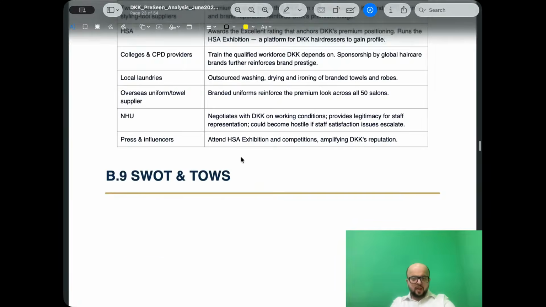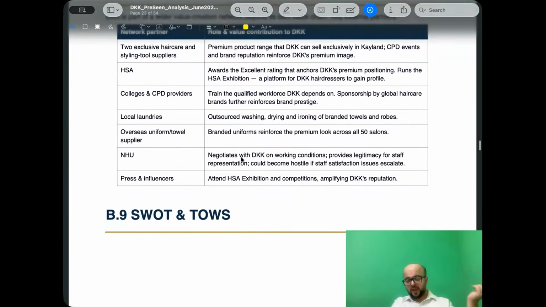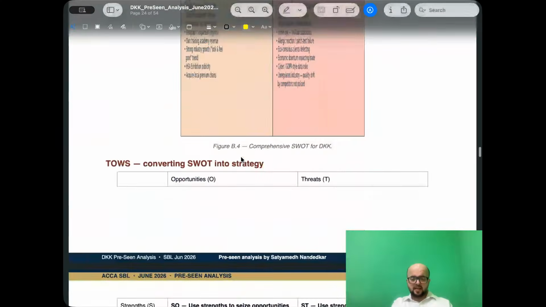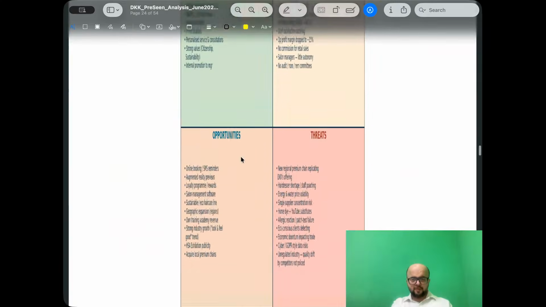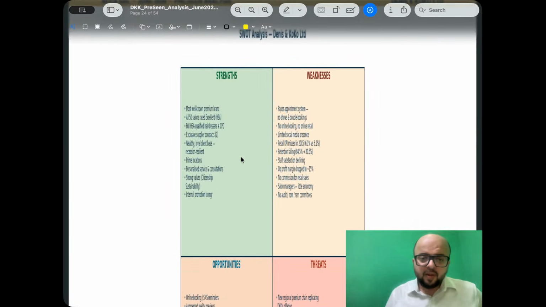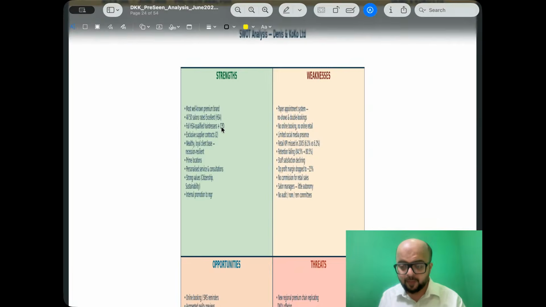Now, SWOT analysis, strength, weakness, opportunity, threat, and TOWS matrix. SWOT analysis, let's understand what are the strengths. Most well-known premium brand, they have 50 salons, all are rated excellent. They have fully HSA qualified hairdressers who are also given continuous professional development.